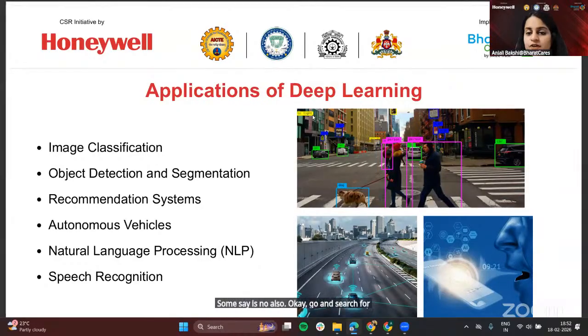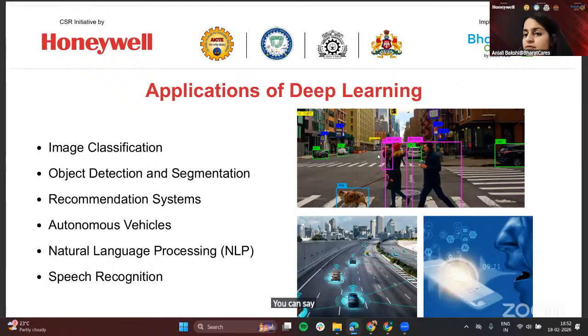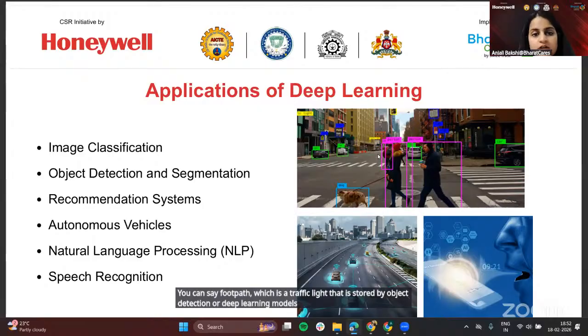Go and search for the smart traffic lights. Some traffic lights are so advanced that they have computer vision in them. It is not so much in India, but abroad, if the person is not wearing a helmet, it does not turn green. That is how advanced the technology is. So there object detection comes into the picture. On the road, if we have to train self-driving cars, we can train them by object detection: which is a car, which is a dog, which is an animal, which is a person, which is a footpath, which is a traffic light. That is stored by object detection or deep learning models in the self-driving cars.